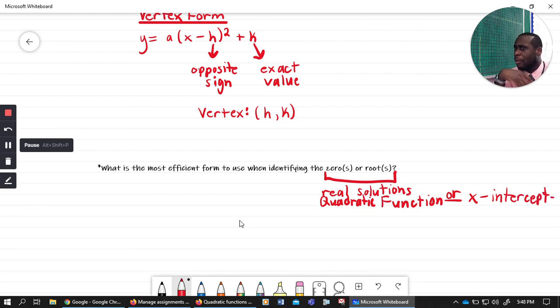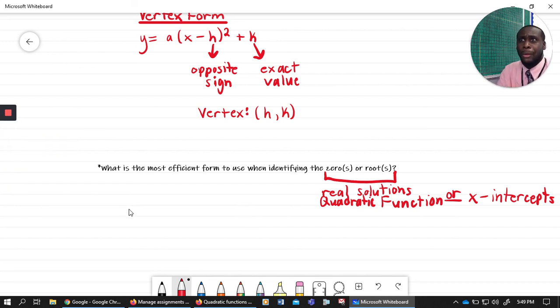Well, the form that we're doing right now, the form that this video is about, is the form where it's easy to identify x-intercepts. What's the name of that form again? Where it's easy to identify x-intercepts? It's intercept form. It sure is. Boy, it's intercept form.